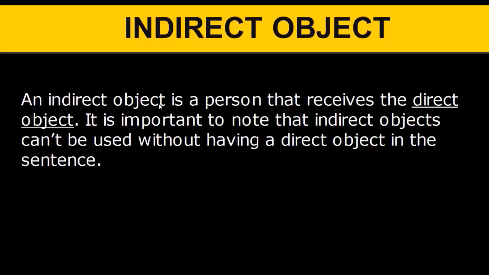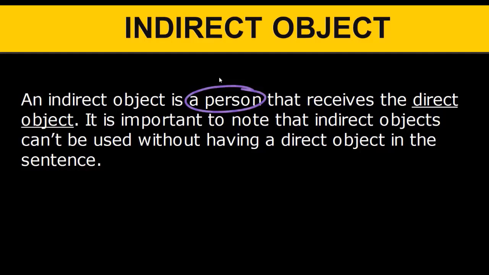So guys, an indirect object is a person that receives the direct object. An indirect object is somebody or something. It is generally a person, somebody that receives the direct object, right? It can also be a thing that receives the direct object. When it's a thing, it will function as an entity. It will function as a person, but it's generally a person, a noun or a pronoun.